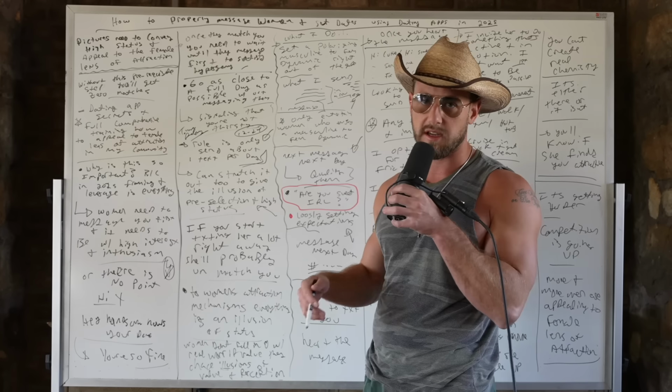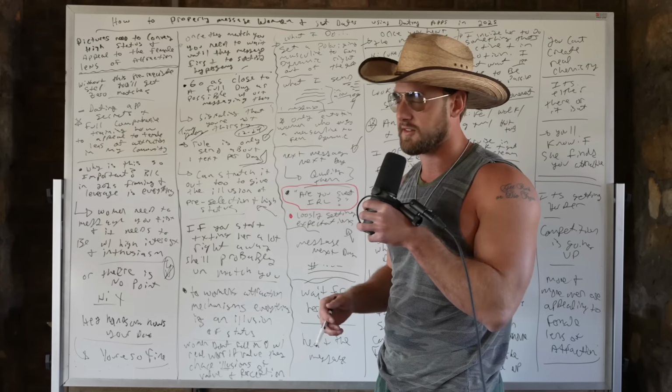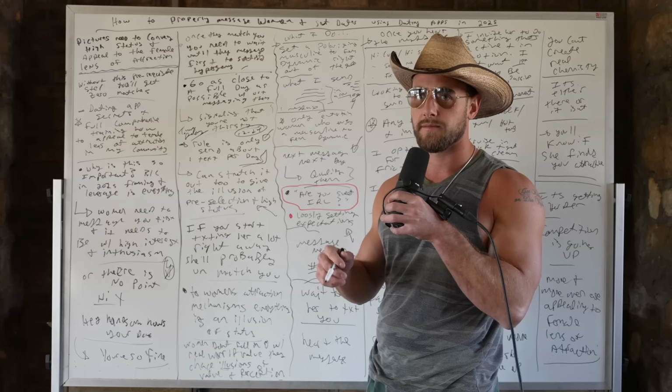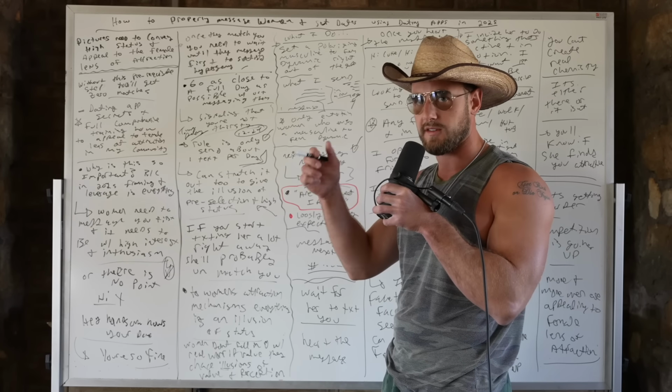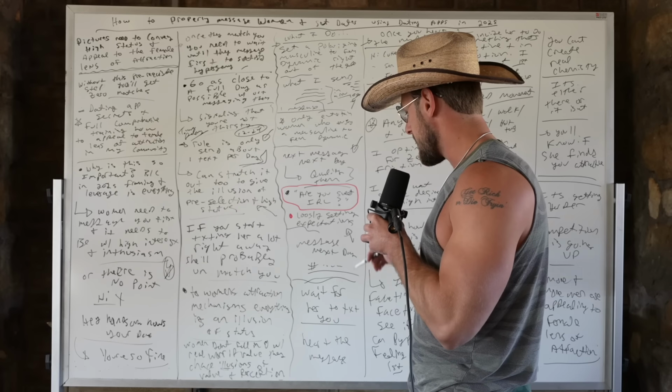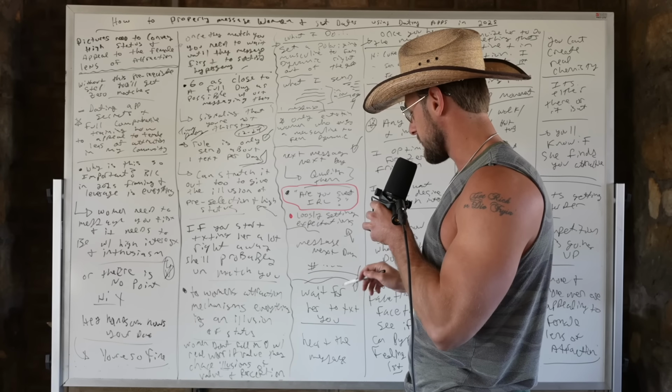I don't say anything else. I don't say text me. I don't say, here's my number, message me. I just will text my phone number. Digit, digit, digit, digit, digit, digit. There's my number. And then you're going to just wait for her to text you.